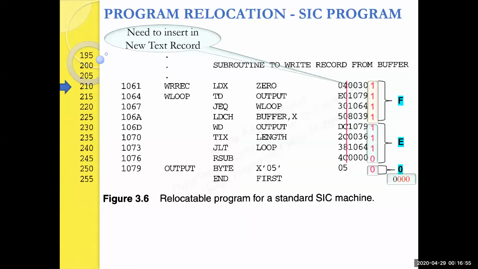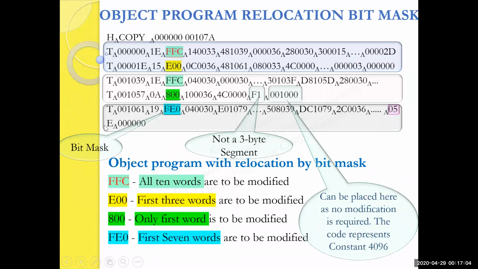So we are done. This is the end of the program. The program is named COPY. It has two subroutines, RDREC and WREC, and the end is indicated here. Since we are done keeping all the object codes, this is the end.